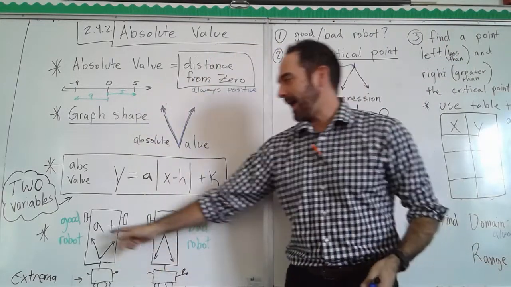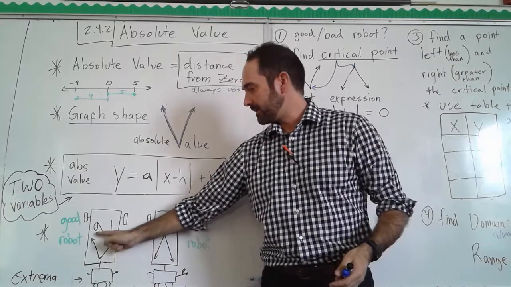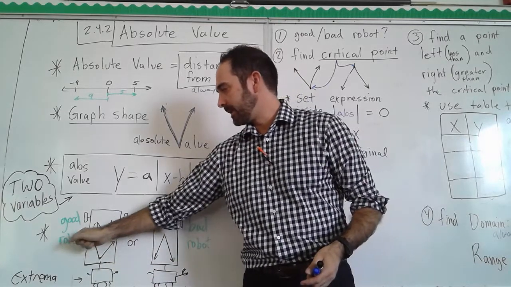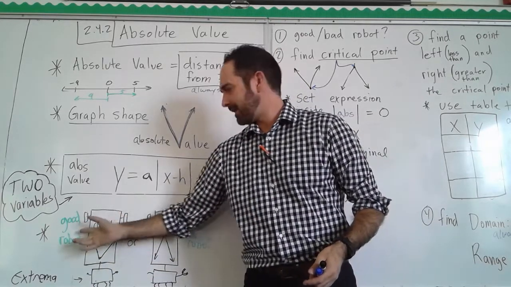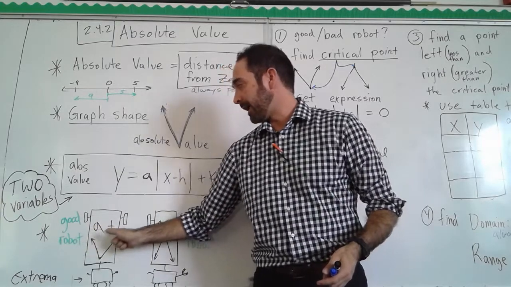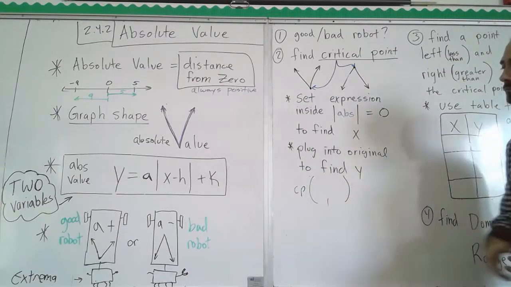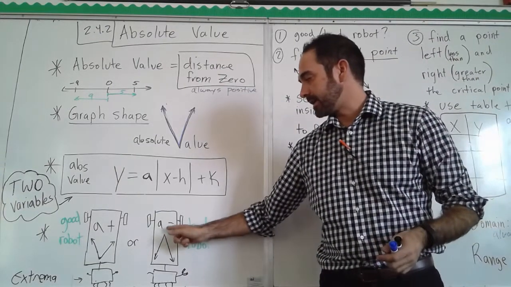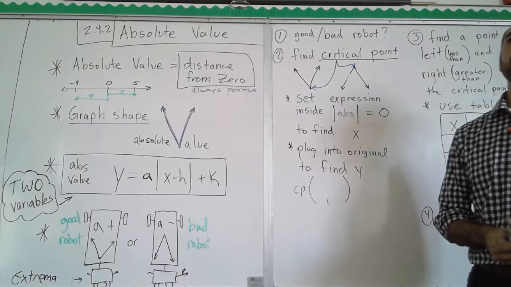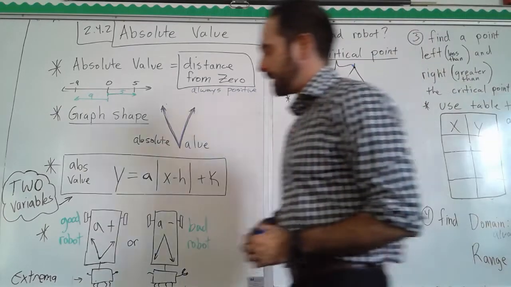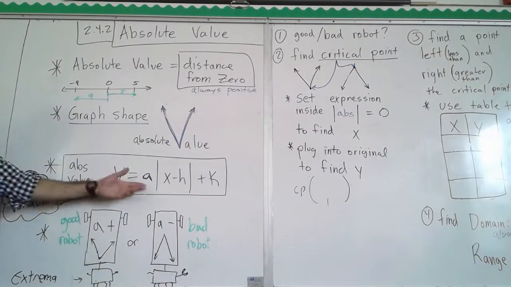So we have a bad robot. Excuse me, that says good. We have a good robot. He's like, I'm not bad. We have a good robot if A is positive. Bad robot if A is negative. And then if we look a little bit closer, just from our A value, we can find one other thing out.